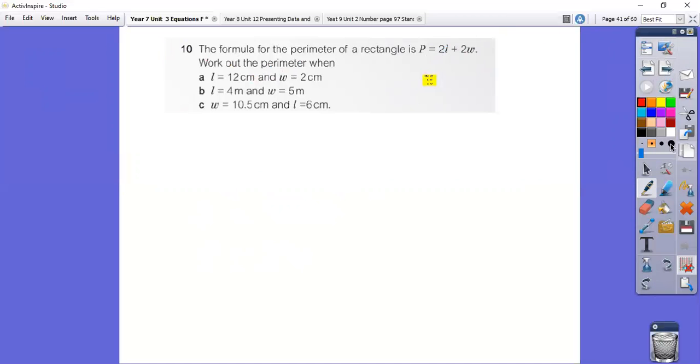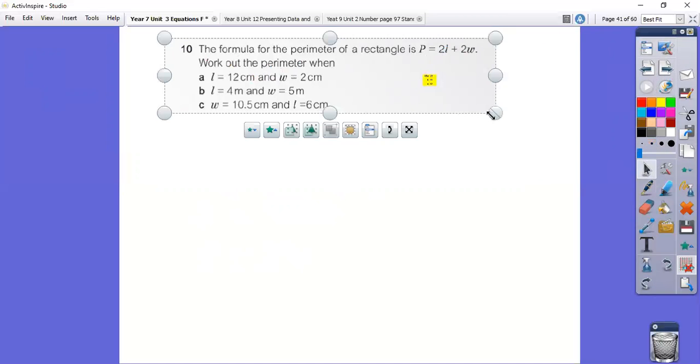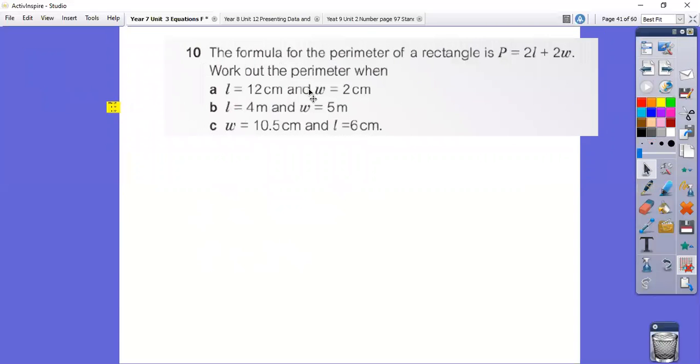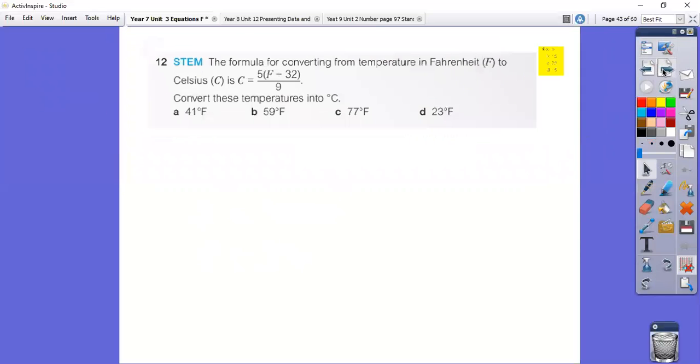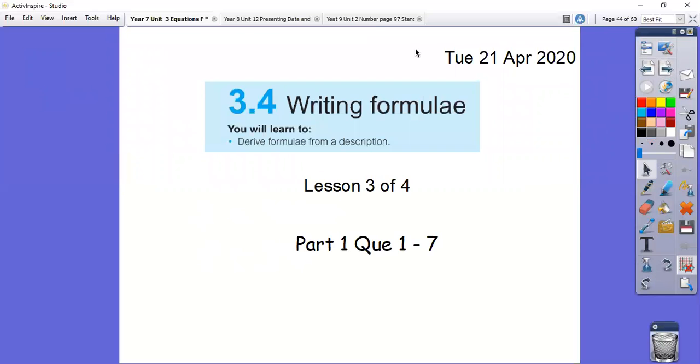Question 10, again, similar. Substitute the values you have into the formula, put in the values and work out the answers. Then the next lesson, lesson 3 or 4, would be on how to write formulae. So this is like we did before, writing expressions, constructing expressions, but instead of expressions, we're going to do formulae.